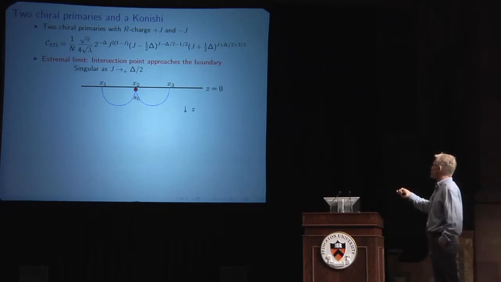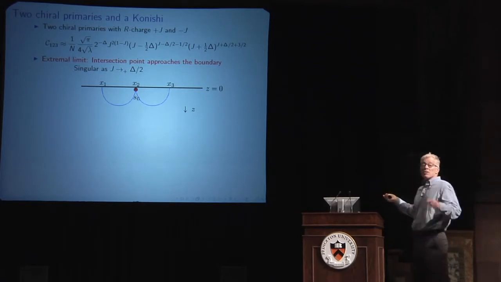So my chiral primaries, I'm assuming one has an R charge plus J, another has an R charge minus J, and you basically get an expression like this. And if you look at this term here in the middle, you can basically see that this is going to be singular as J approaches delta over 2.